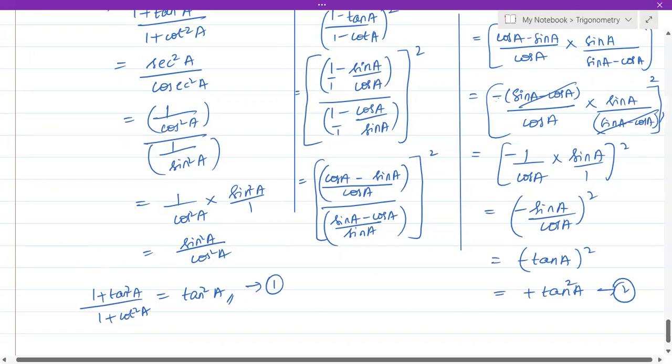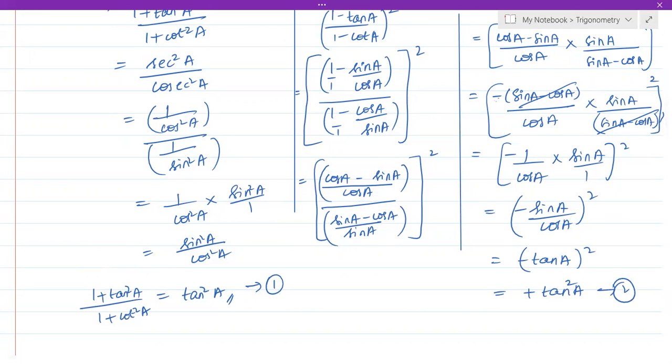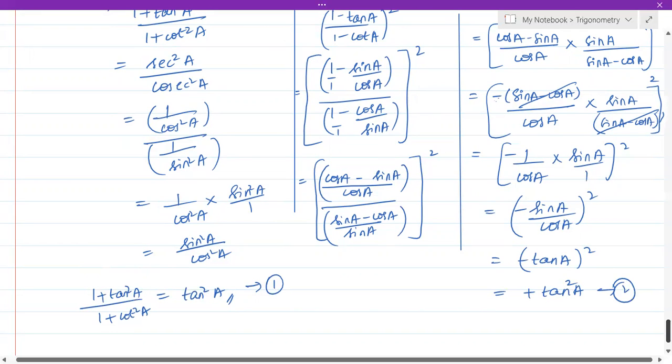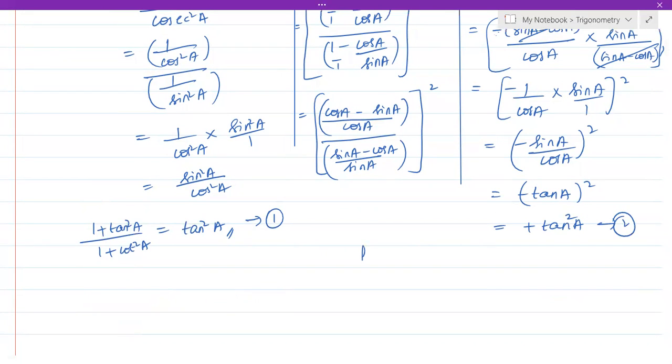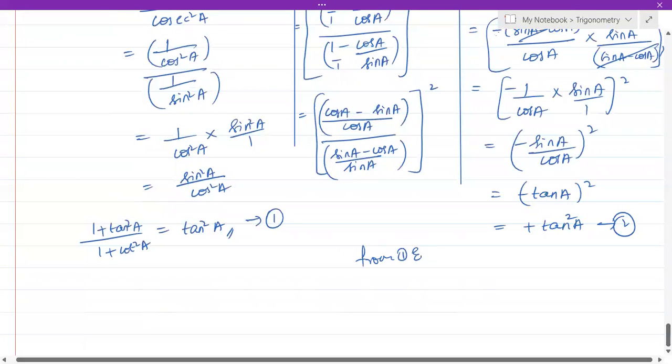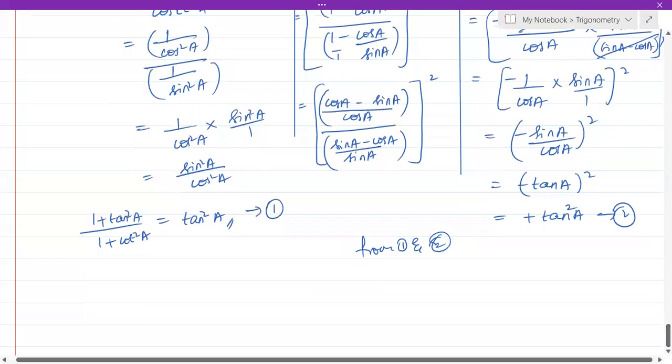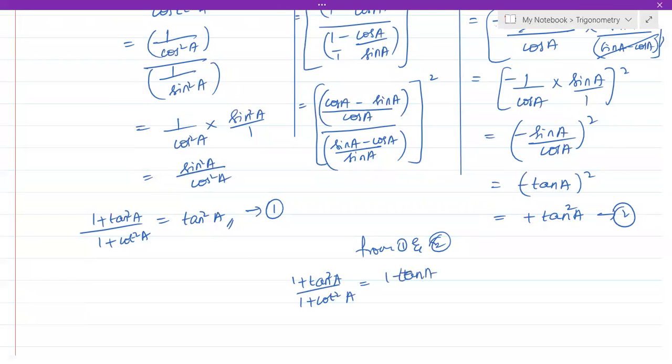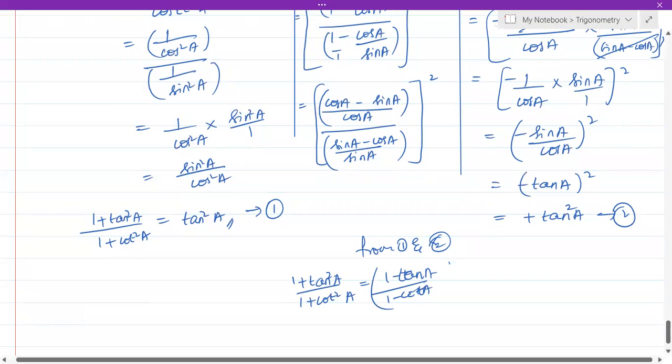If you observe, 1 plus tan square A by 1 plus cot square A is also equal to tan square A. So from 1 and 2, you can tell all the three are equal. From 1 and 2, we can conclude that 1 plus tan square A divided by 1 plus cot square A, that will be equal to 1 minus tan A by 1 minus cot A the whole square, that is equal to tan square A.